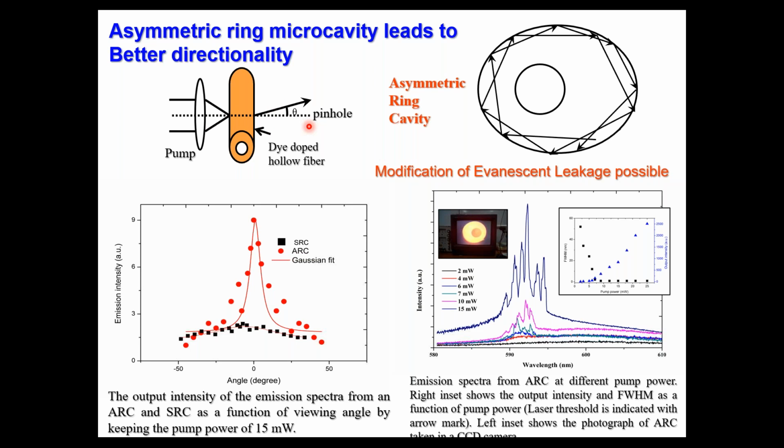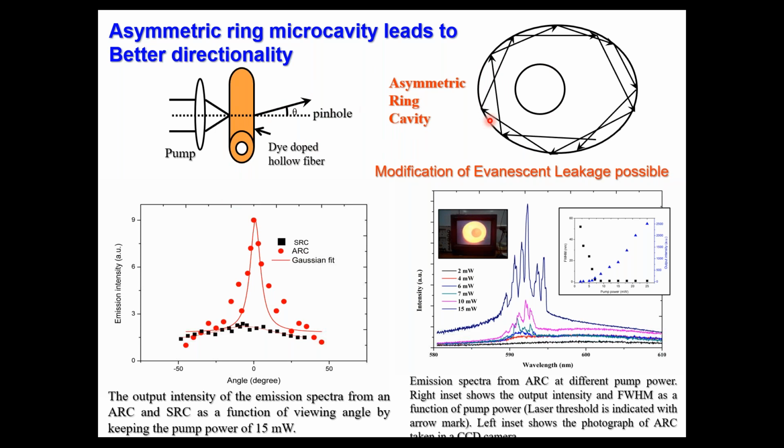Due to the same reason, if you want to have a considerable energy in a particular direction, it becomes very difficult to have useful energy in a particular direction. So one solution, in order to get better directionality, is that you make an asymmetric cavity.